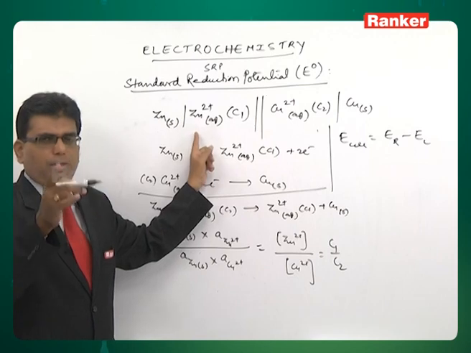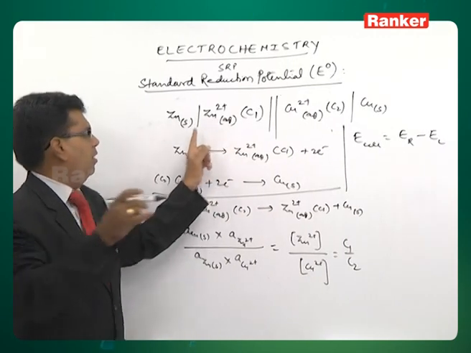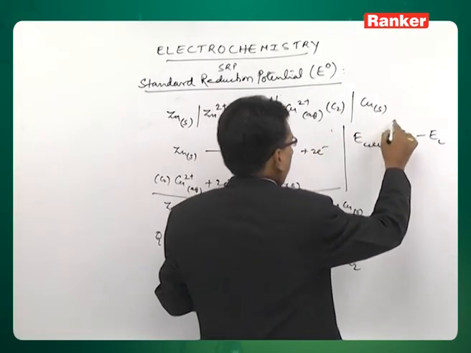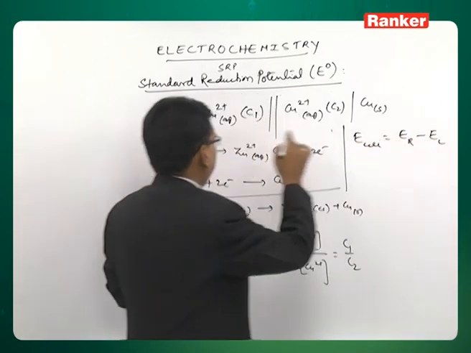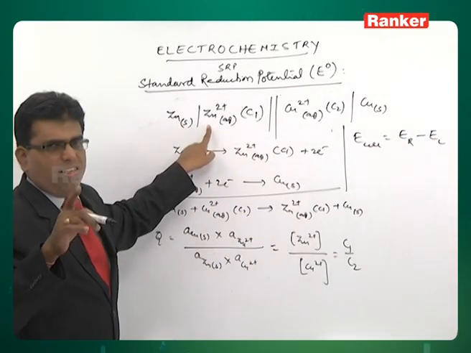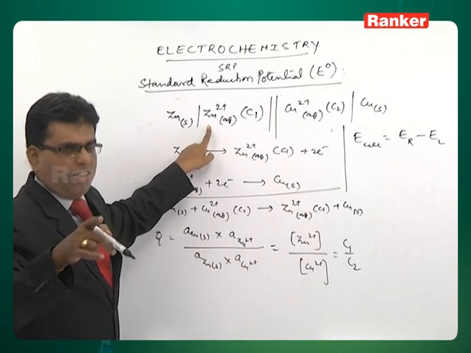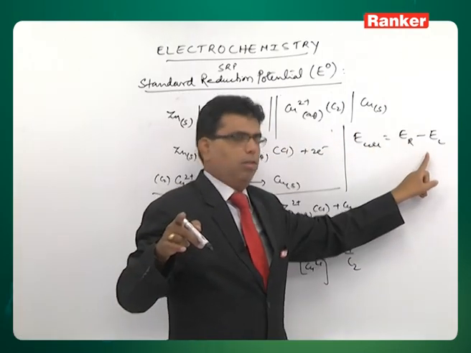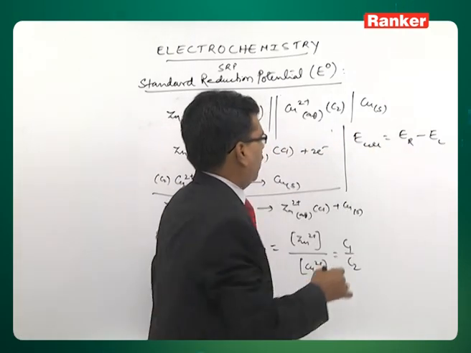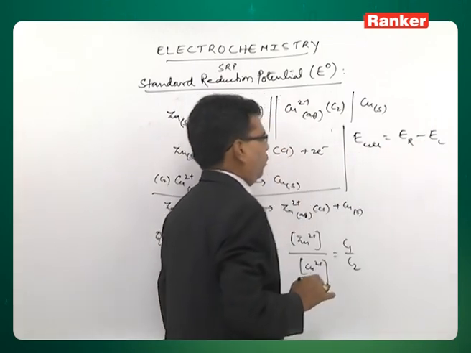Oxidation potential is a negative of reduction potential. So, this is supposed to be E R plus E L, but because in the left hand side it is not the reduction, it is the oxidation, we take it as minus. So, it is E R minus E L. E cell is equal to E R minus E L.